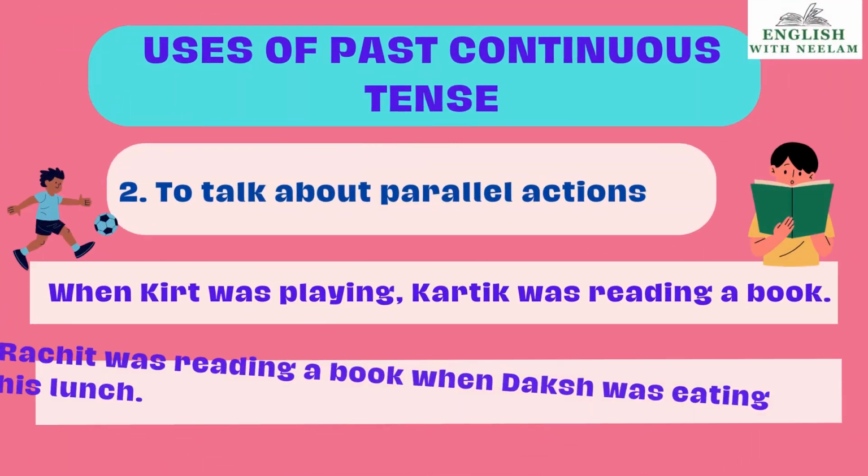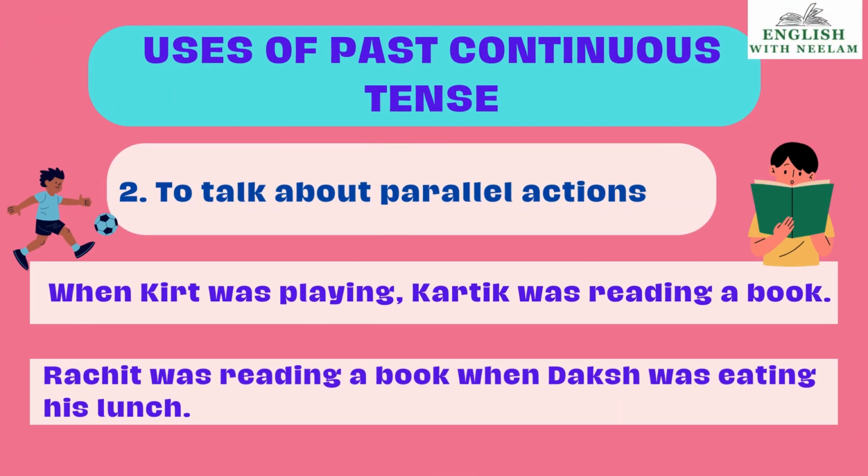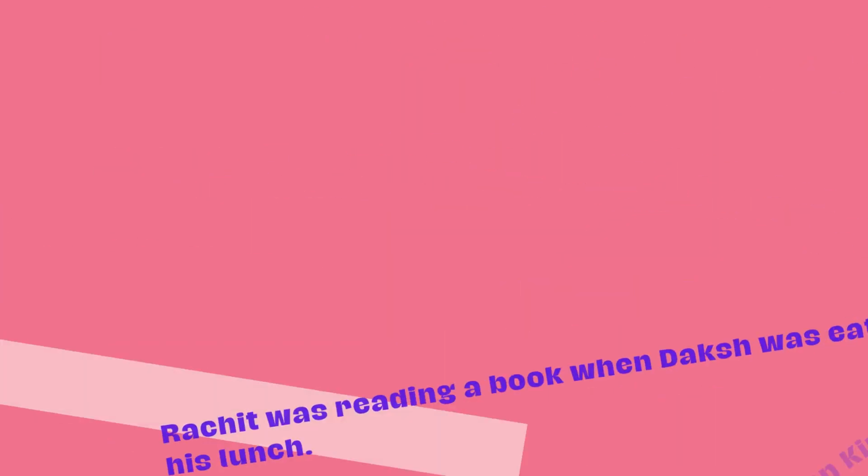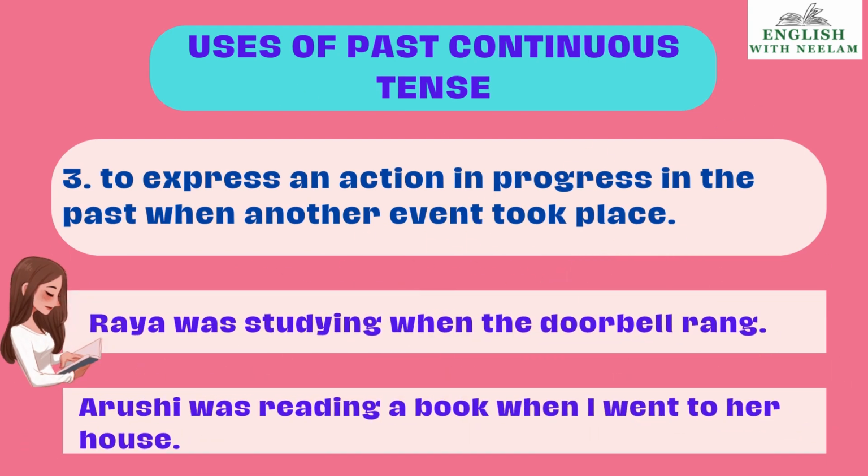Second use is to talk about two parallel actions. When Kate was playing, Karthik was reading a book. Rachit was reading a book when Daksh was eating his lunch. Third is to express an action in progress in the past when another event took place.